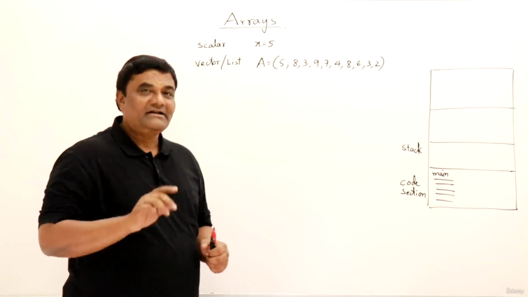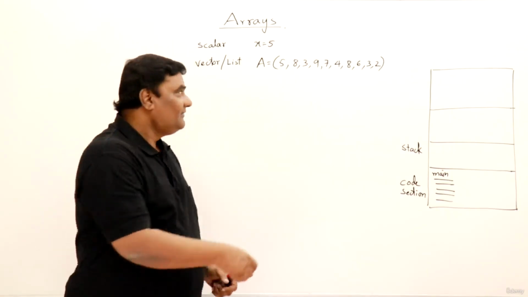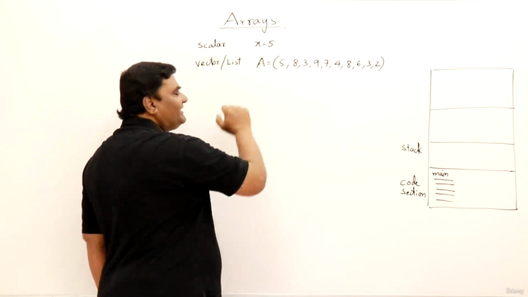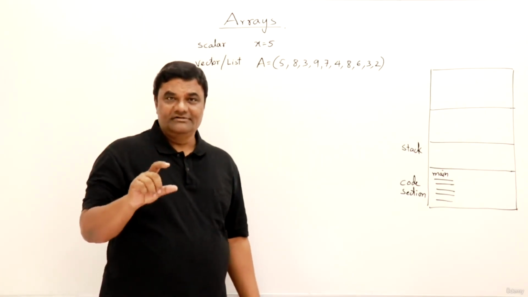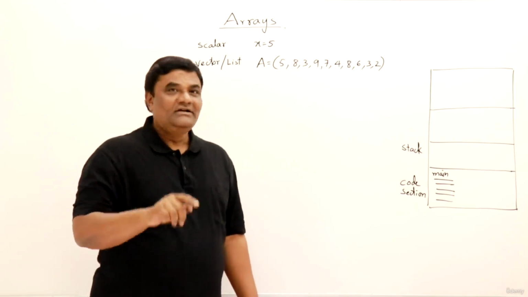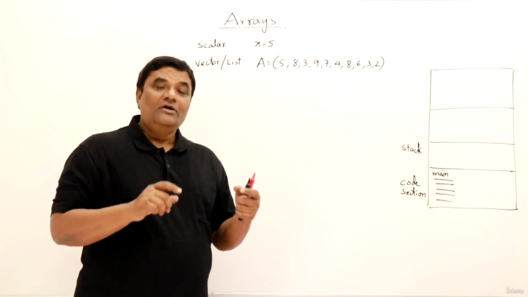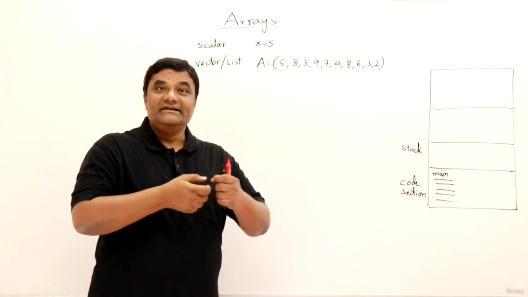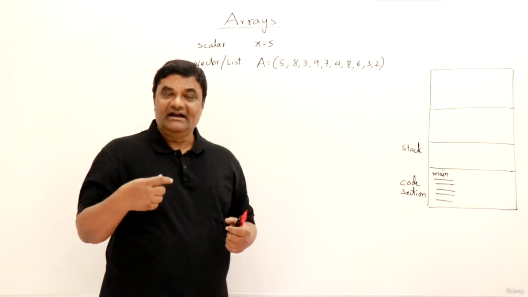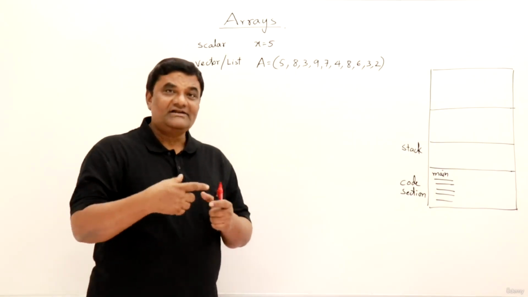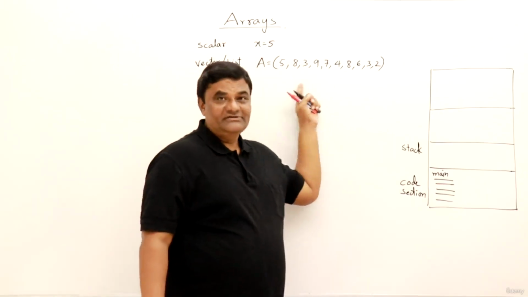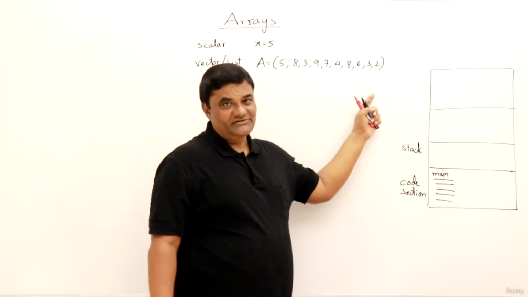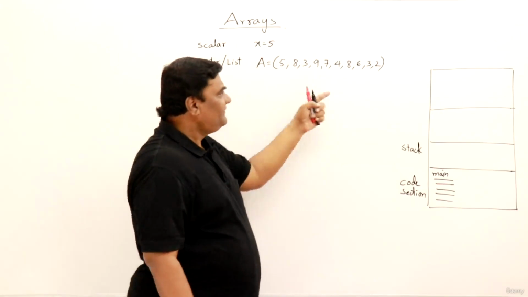See, in mathematics, there are two types of values. One is scalar value. Scalar value means single value. By definition, scalar means magnitude, so it means a single value. The next is vector. What is vector? Vector is a list of values, meaning it has magnitude as well as dimension. So yes, this is a list of values. This is a single dimension list of values. So we have more than one value.